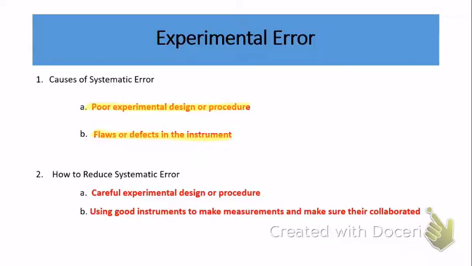So how do we reduce systematic error? One is by, of course, carefully designing your experiment and setting it up properly. Make sure that you're using good instruments that are working correctly, and make sure that all those instruments have been calibrated correctly.